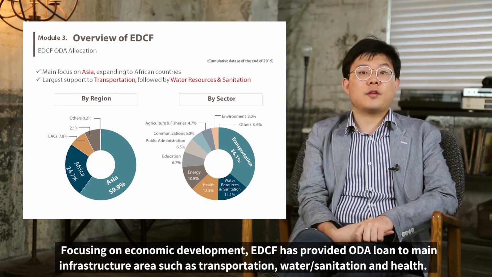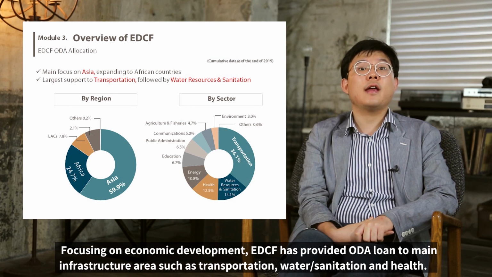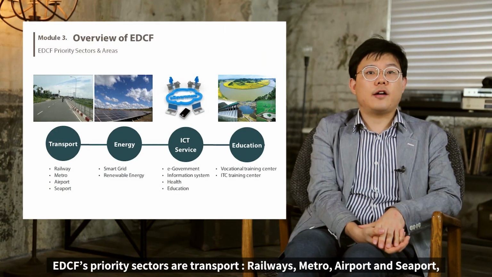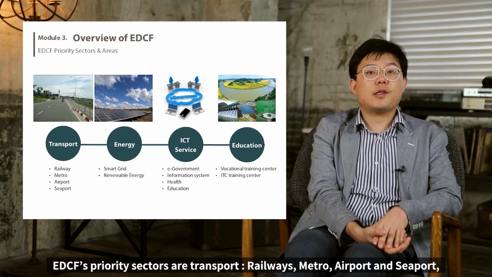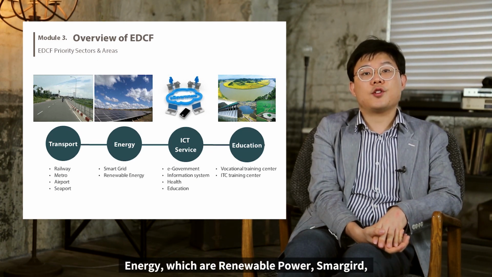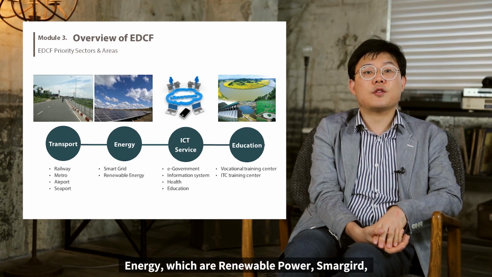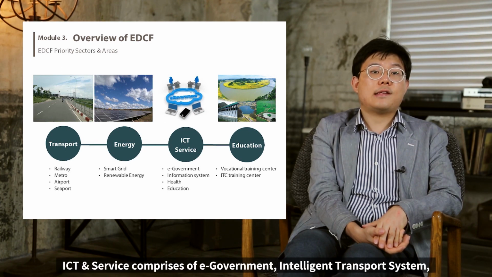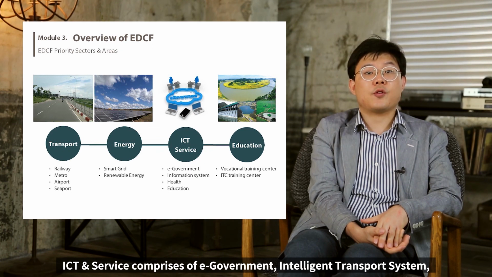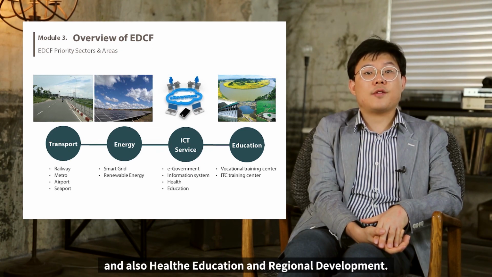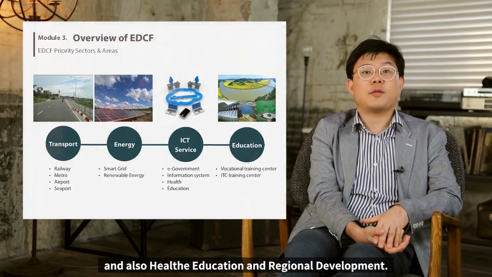Focusing on economic development, EDCF has provided ODA loans to main infrastructure areas such as transportation, water and sanitation, and health. EDCF's priority sectors are transport, railways, metro, airport, and seaport; energy, which are renewable power, transmission, and smart grid; ICT and service, which comprises e-government and intelligent transport system; and also health, education, and regional development.